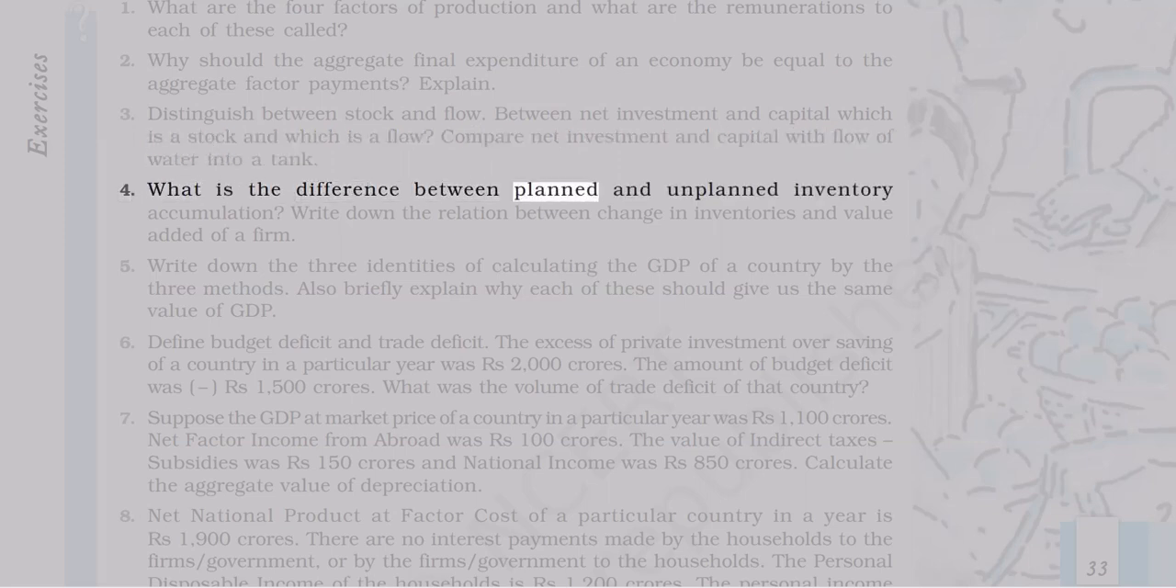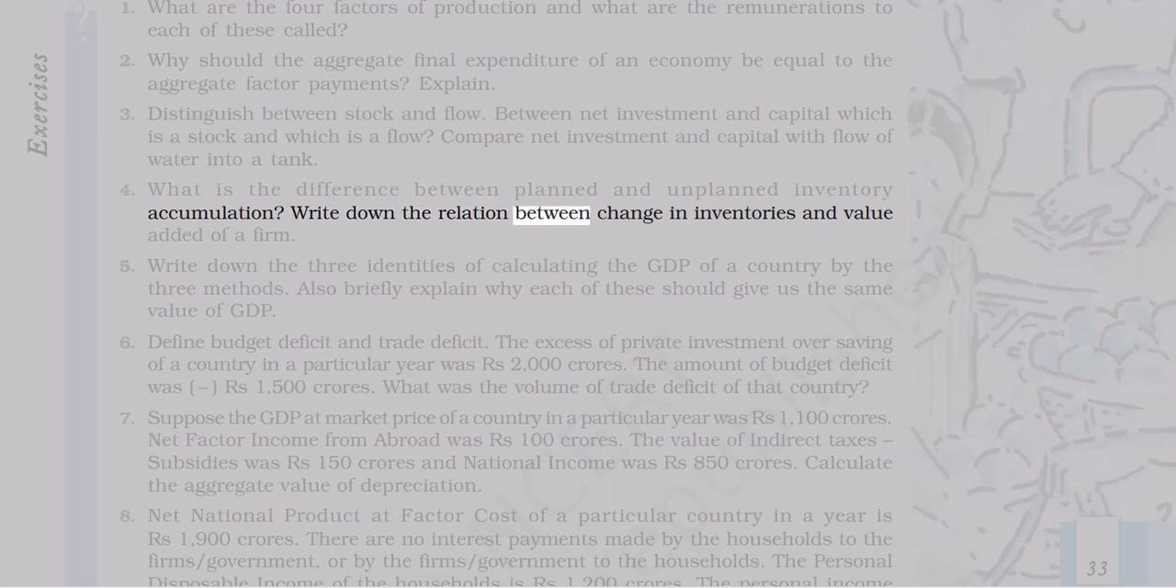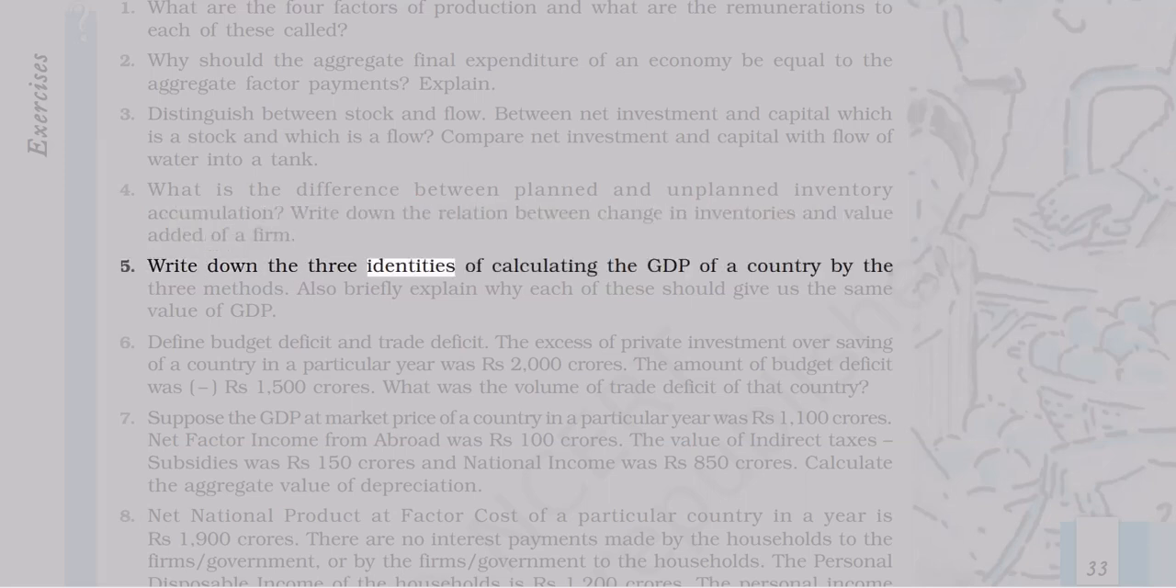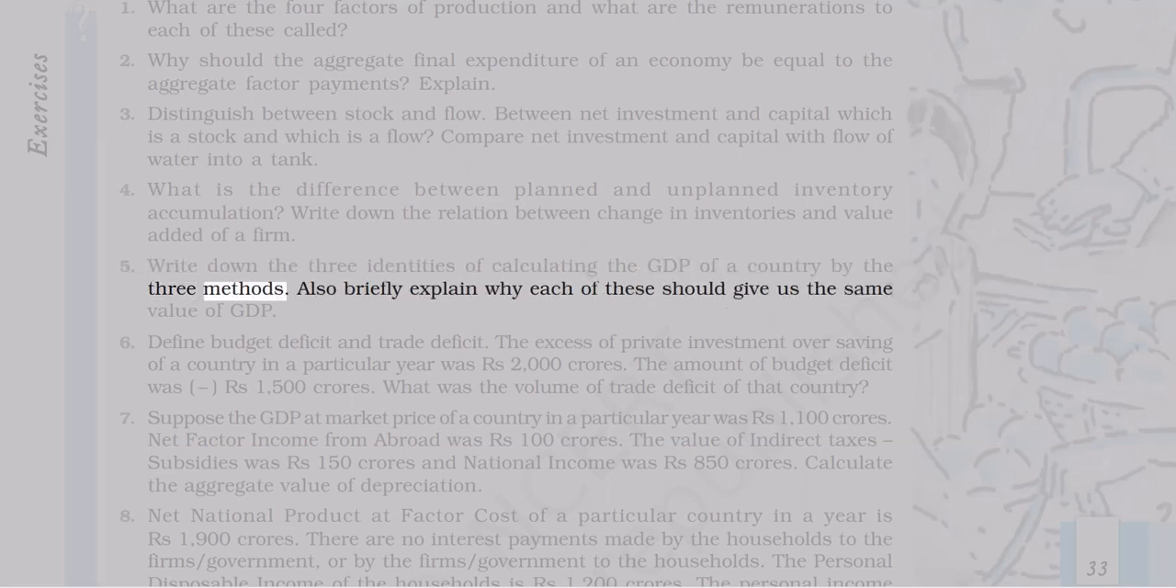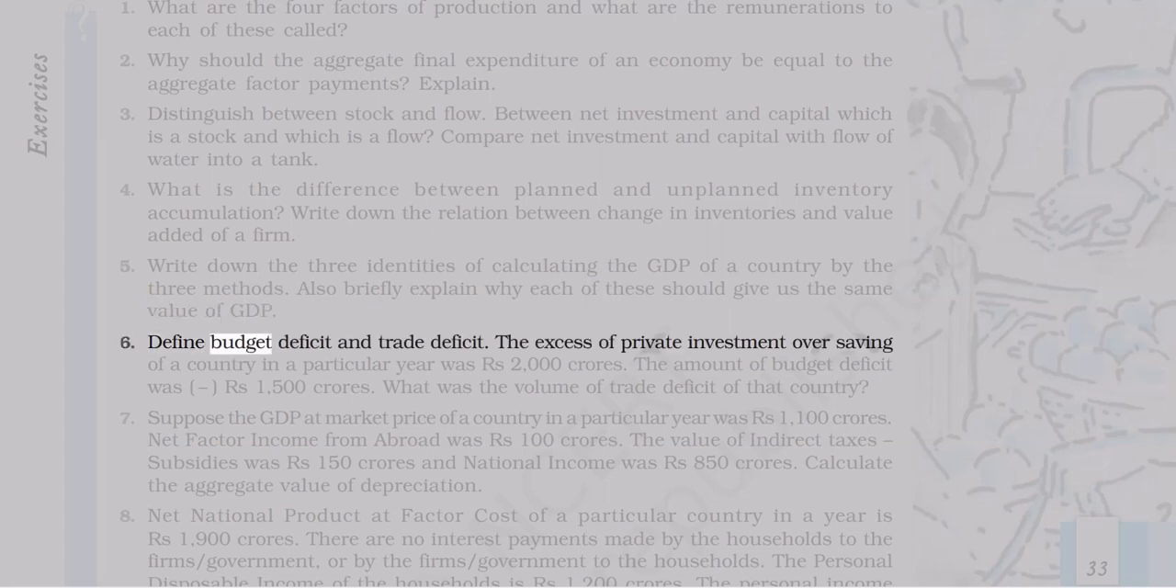4. What is the difference between planned and unplanned inventory accumulation? Write down the relation between change in inventories and value added of a firm. 5. Write down the three identities of calculating the GDP of a country by the three methods. Also briefly explain why each of these should give us the same value of GDP. 6. Define budget deficit and trade deficit.